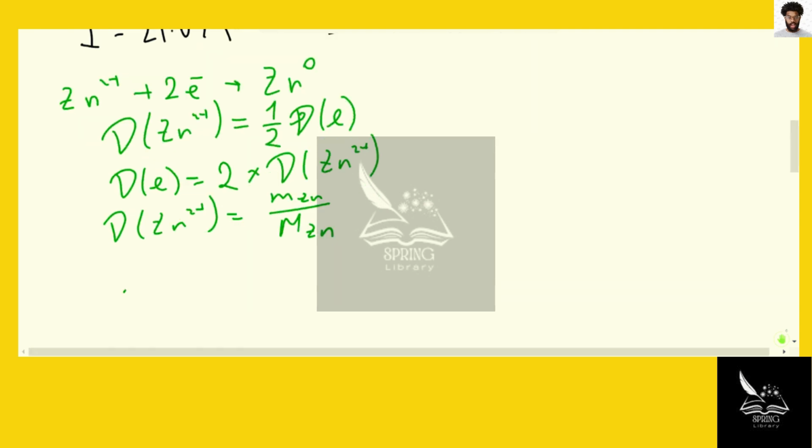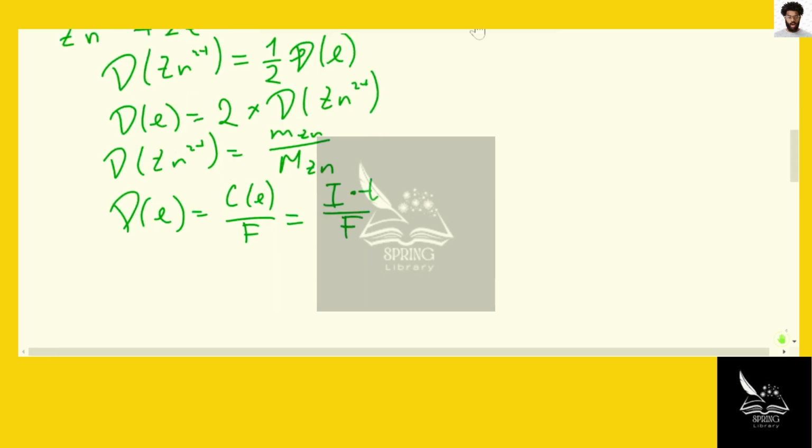The number of electrons equals the charge divided by the Faraday constant, or current multiplied by time divided by F. So now we can complete the system of equations. We are going to combine the first equation with the second equation, with the third equation, and with the fourth equation.